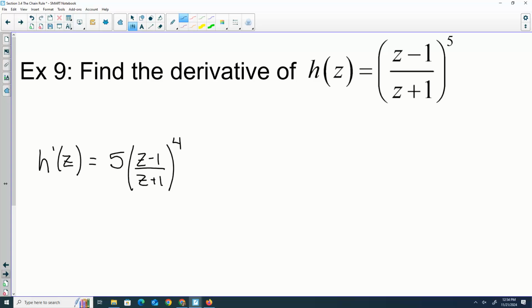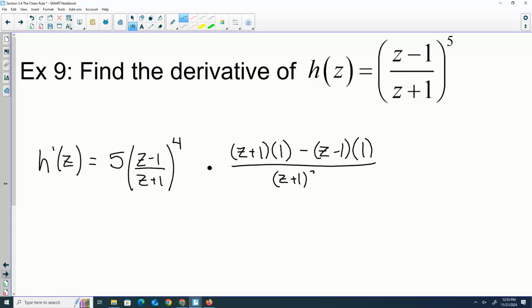Times. How do I do the derivative of the inside? I had a quotient rule. Quotient rule. I tricked myself into thinking it was way easier than that. Low d high. What's the derivative of the top? 1. Oh, yes, no, you're right. Minus high d low. What's the derivative of the bottom? 1. Over low squared.